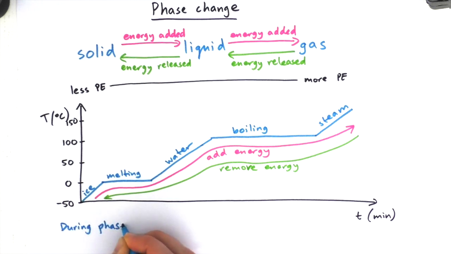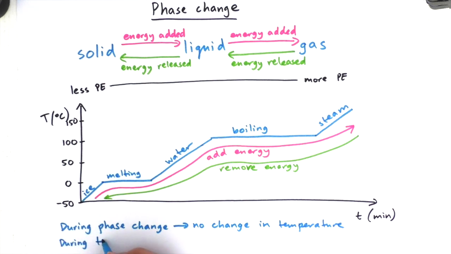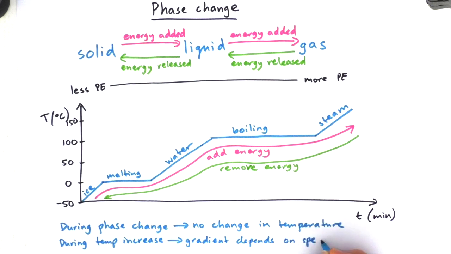So we noticed that during a phase change, there's actually no change in temperature. So during melting and boiling, we can see that the line is flat. And while we have ice, water or steam, there is a temperature increase when we're adding heat. But the gradient of the temperature increase is actually going to depend on the specific heat capacity of the material. And it would be steeper if we had a lower specific heat capacity, and it would be less steep if we had a higher specific heat capacity.